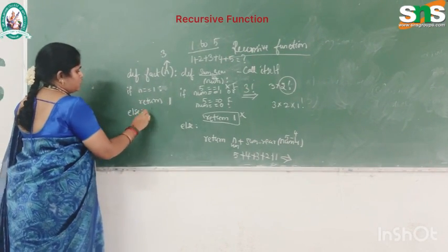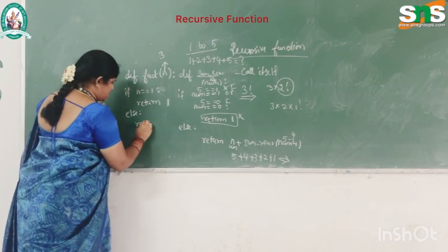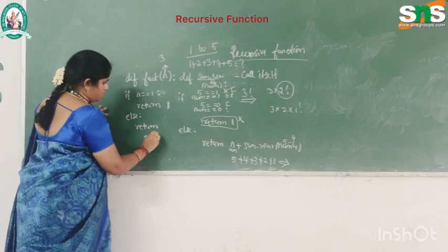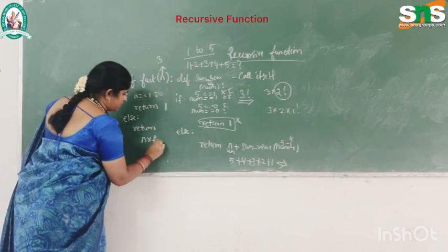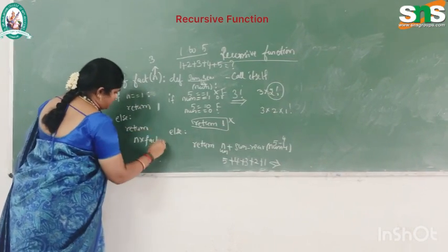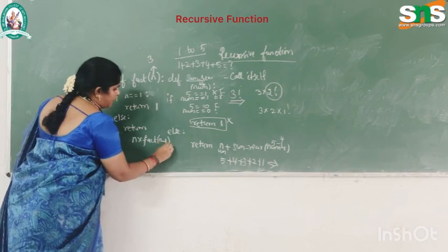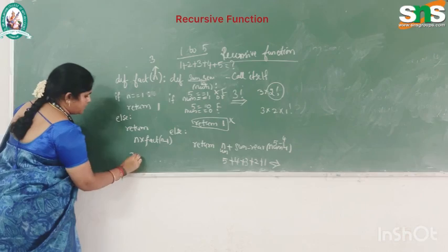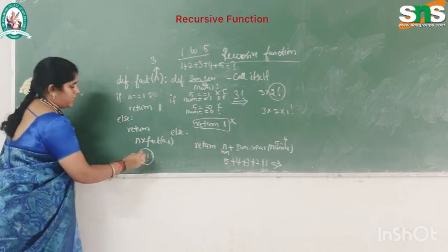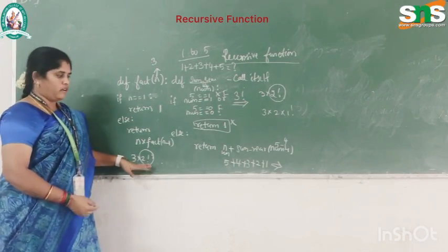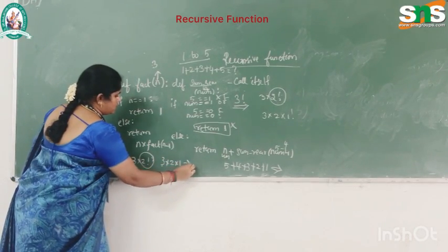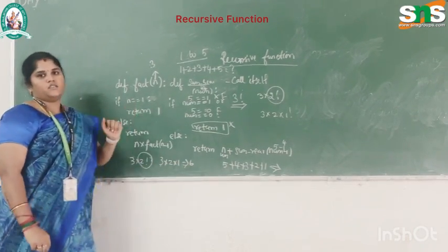Else, what we are going to do is return the n value into a call to the function again, that is factorial of n minus 1. So it is going to do 3 into 2 factorial. Again we calculate the value for 2 factorial. Finally we get the result as 3 into 2 into 1, that is 6, as the result for 3 factorial.